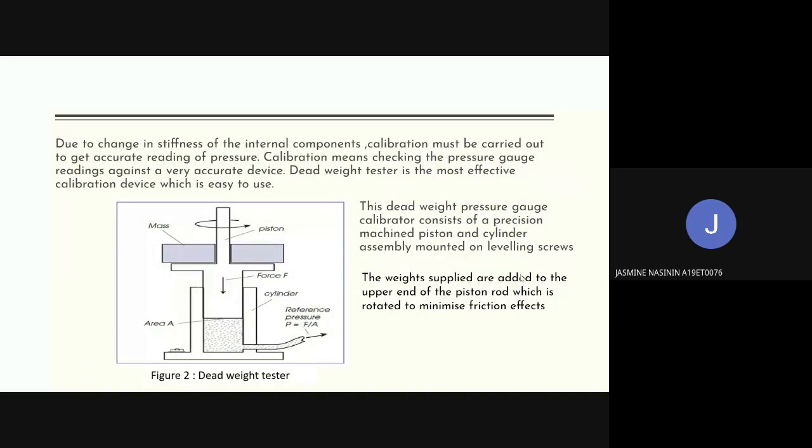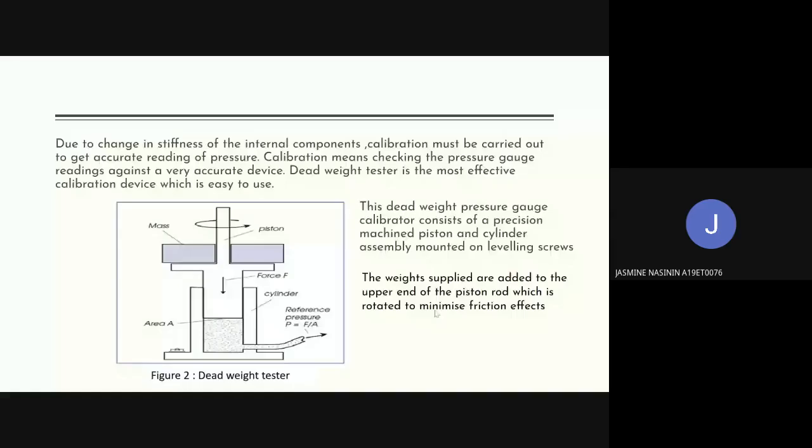So due to the change in stiffness of the internal components, calibration must be carried out to get accurate reading of pressure. Calibration means checking the pressure gauge reading against a very accurate device. That way, the dead weight tester is used. Figure 2 showing the dead weight tester.